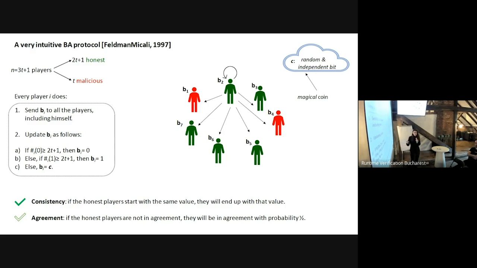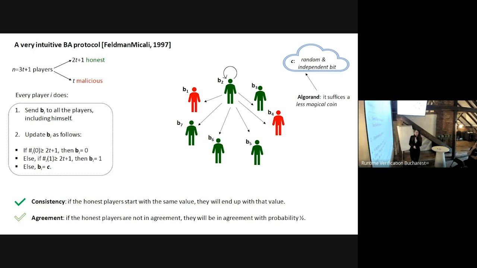So the probability of agreement would be at least the probability of the common coin being a certain bit, which is 1/2 because it is sampled randomly. Algorand comes up with a recipe for generating this common coin that proves to be less magical. You will see how.